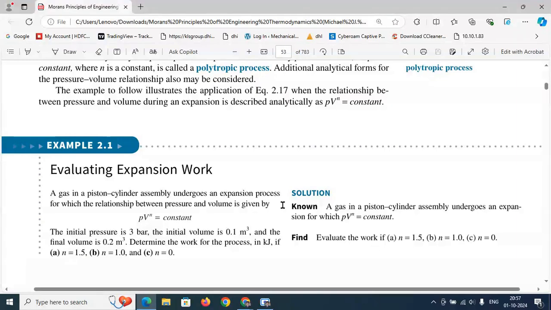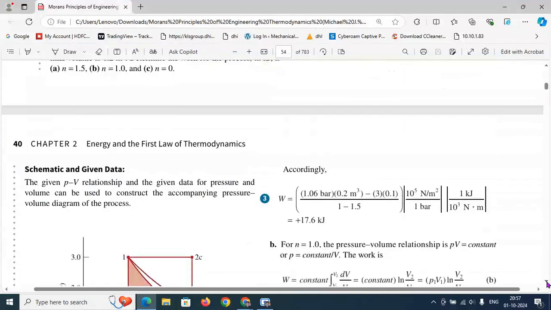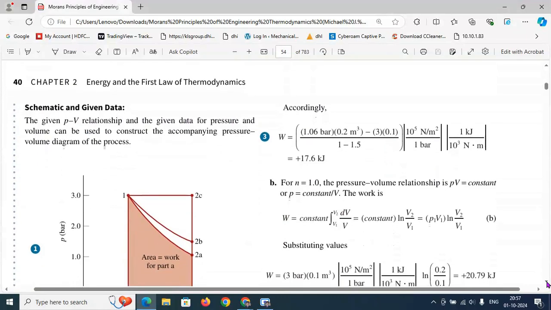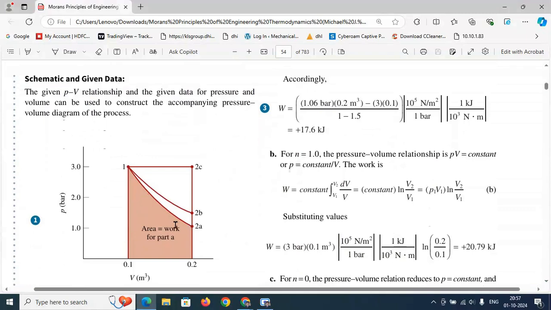Okay, now coming to the solution. We know that the given process is PV^n equals constant. For different n values, we need to find out the work done. So these are the details they have given in the problem. Now see, as per the relation PV^n equals constant, they have drawn the diagram. When n equals 0, you can see here 1 to 2A, maybe this is the process. If n equals 1.5, maybe 1 to 2B.